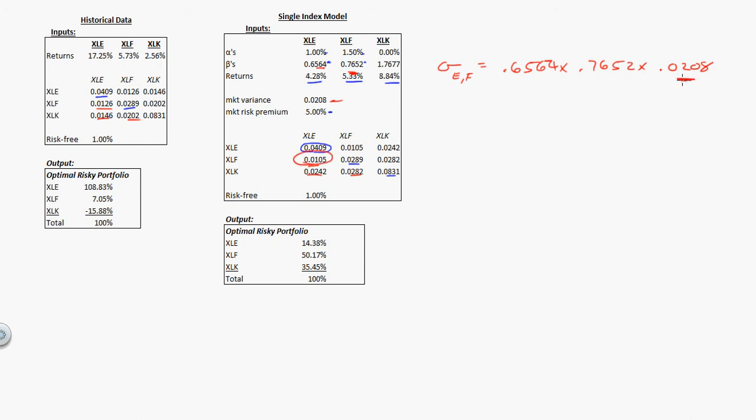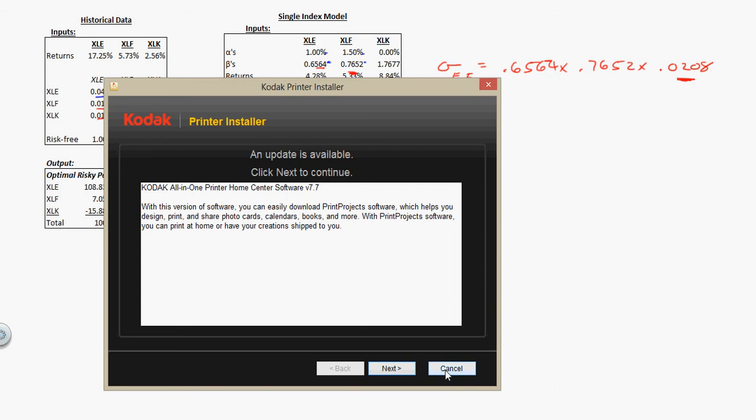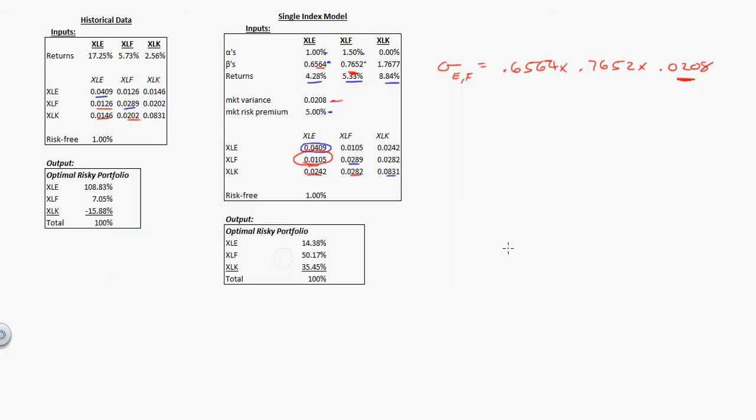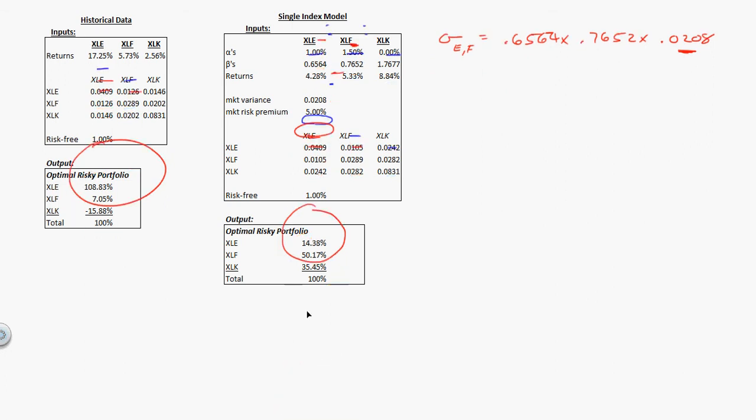The variance of the market is going to usually be taken from historical data because we can think, well, the variance of the market as a whole doesn't change that much over time. But if you want to, you could have your analyst put in a number for that. So with these more reasonable estimates, we come up with a more reasonable estimate of what the different weights for the stocks are in the optimal risky portfolio. So if I'm looking at the output the historical data gives me versus the output the single index model gives me, it's easy. The single index model certainly looks like it makes more sense.